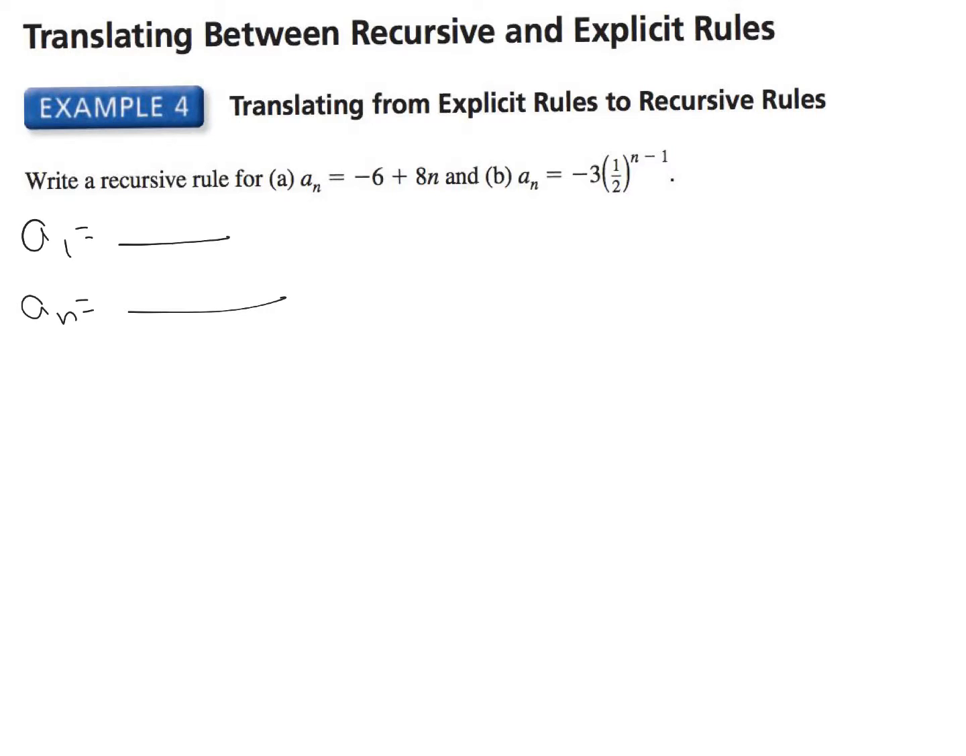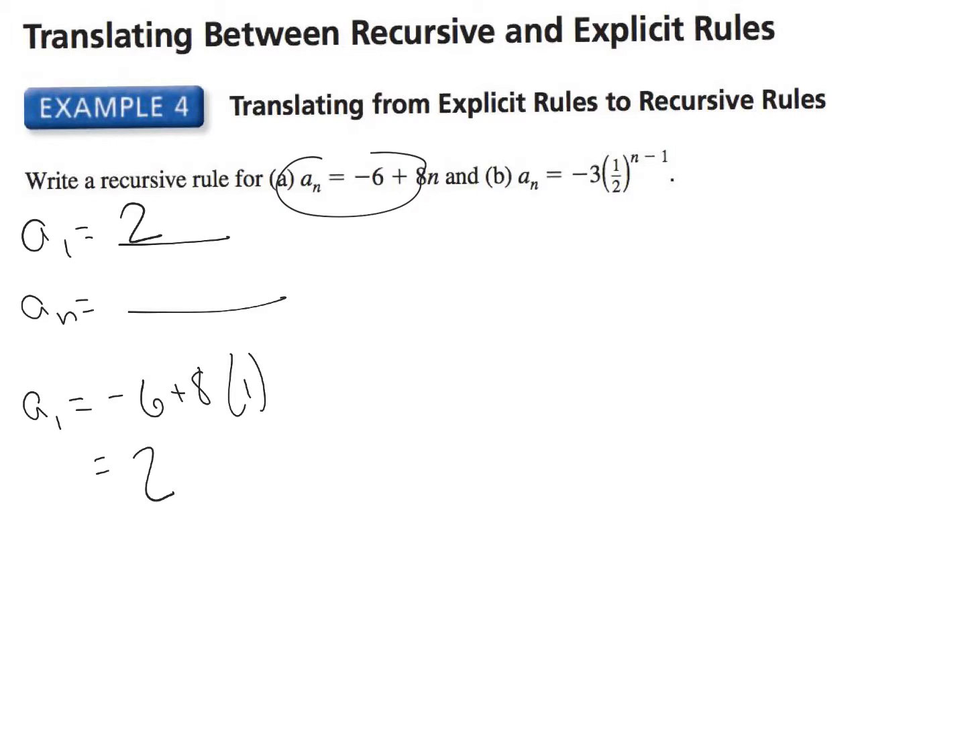Okay, so if we look at our explicit rule, we see that we could plug in 1 for n. So a of 1 equals negative 6 plus 8 times 1. That's looking at our a equation. That's what we're working on. That's negative 6 plus 8, which is 2. So our a of 1 is 2.